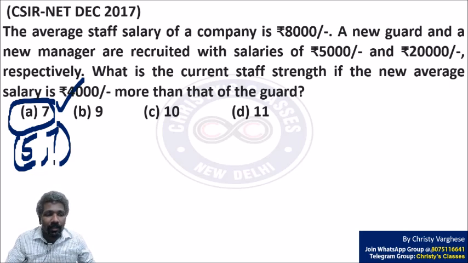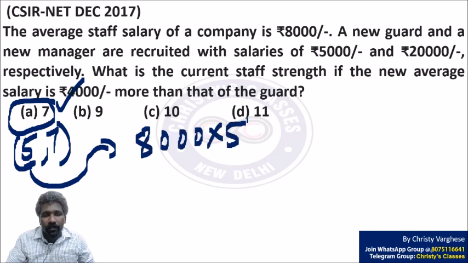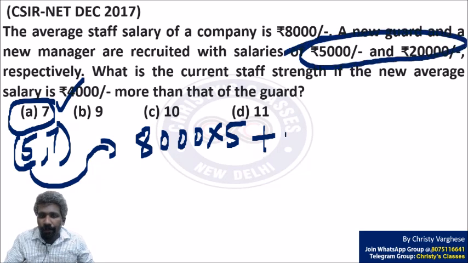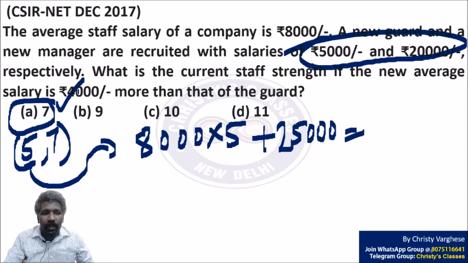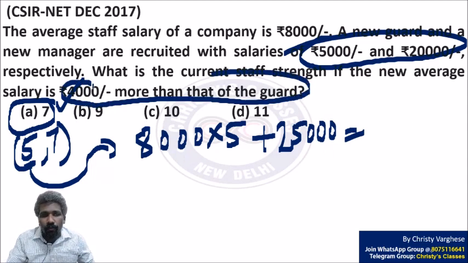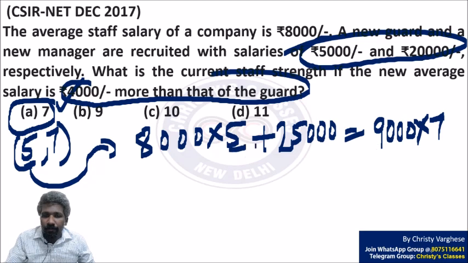That's the meaning now. The money spent on these 5 people is 8,000 into 5, because average is 8,000 and 5 people are there, so 40,000. Plus 2 new people. The money spent on them is 25,000. That should be equal to the money spent on all the 7 people together, that is 9,000 into 7, because 5 people and 2 people make 7 people.